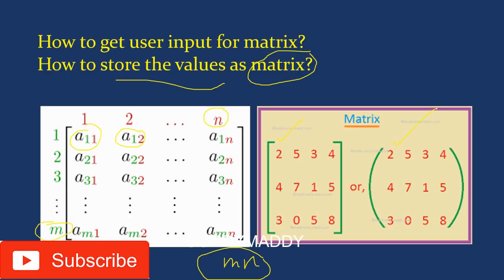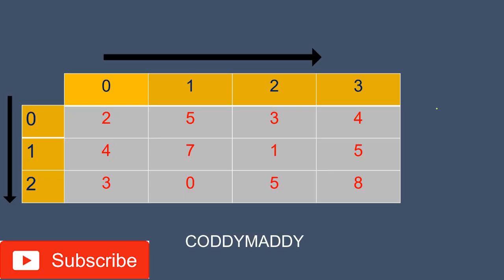Now let's get into how to get the user input for this matrix. The first step is we have to break the matrix into a table form, and mark the number of rows and number of columns. Now I have broken it into a table and marked the number of rows and columns. We have 3 rows and 4 columns in this example, but I have started the marking from 0. So 0th column, first, second and third column, likewise 0th row, first and second row. We're going to store the matrix in this way: first I'll be storing 2 followed by 5, then 3, 4, then 4, 7, 1, 5, then the next row 3, 0, 5, 8.